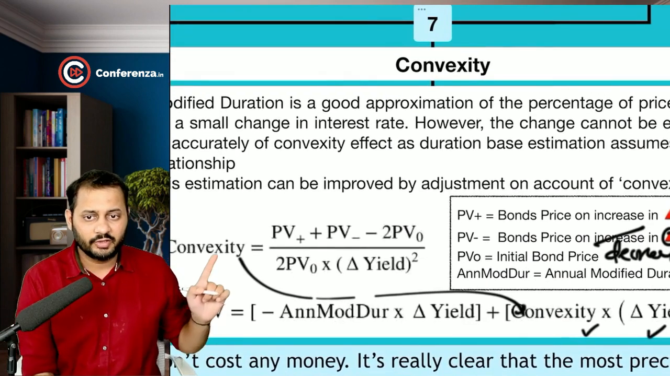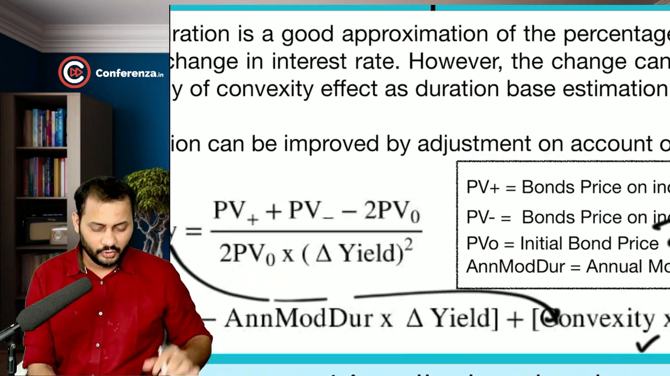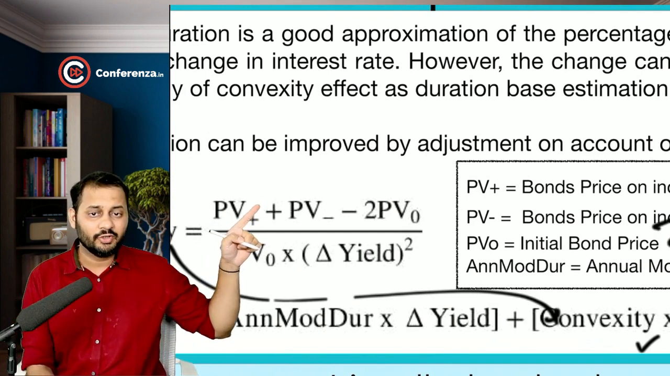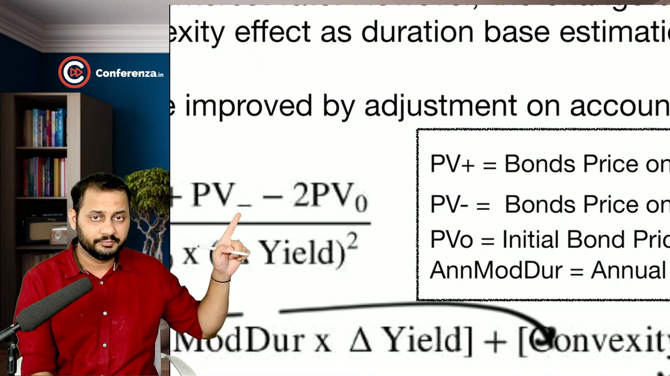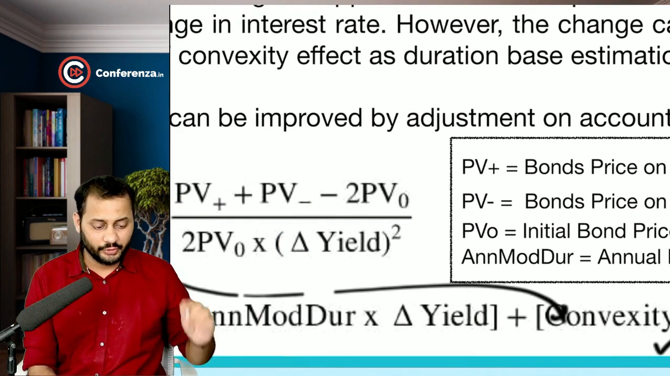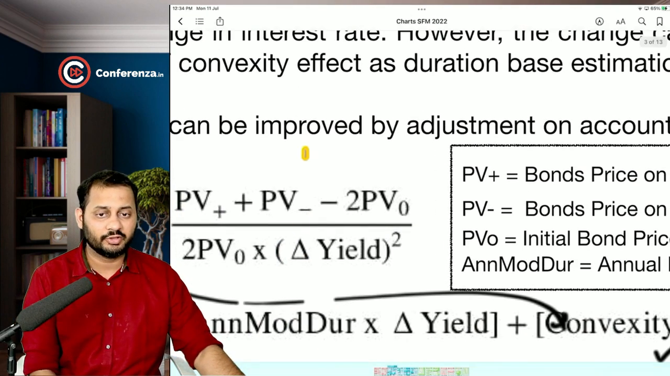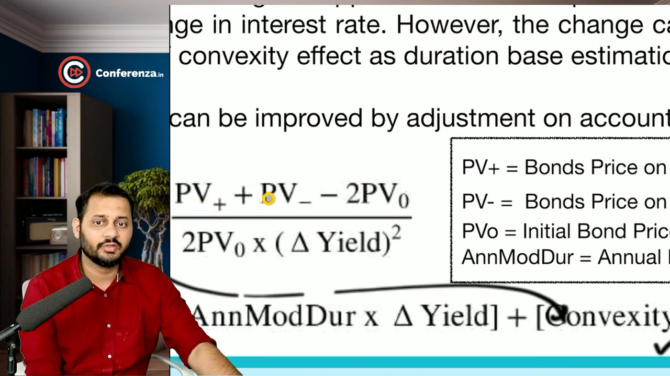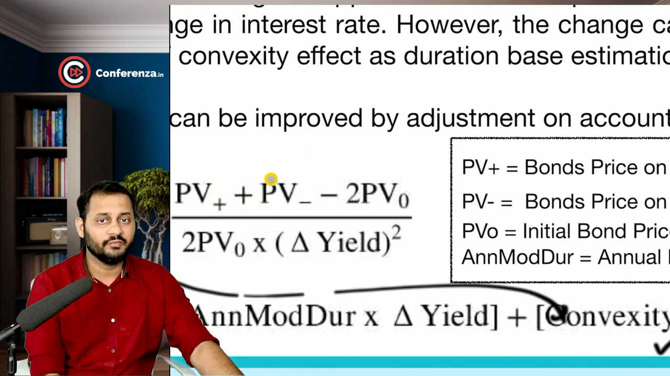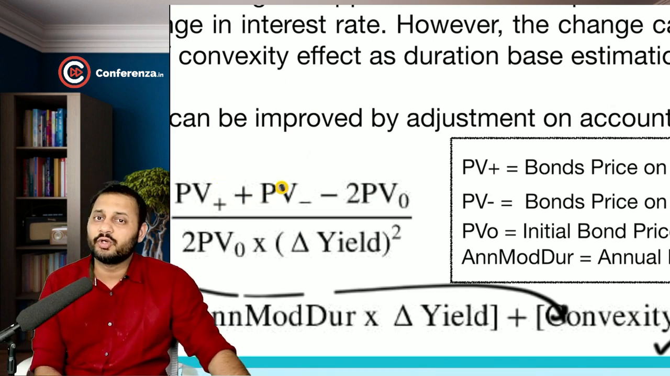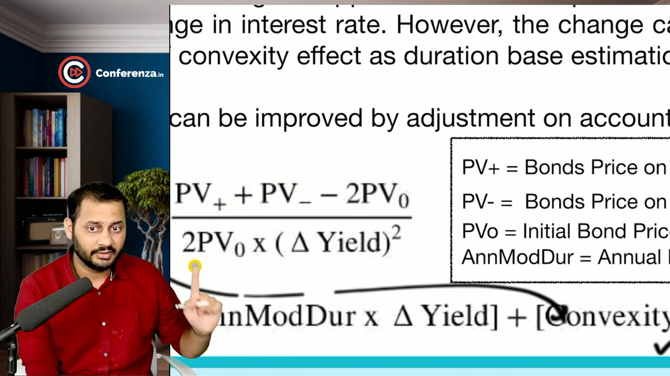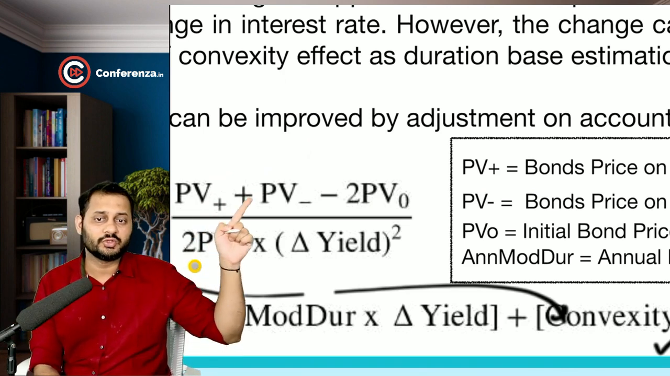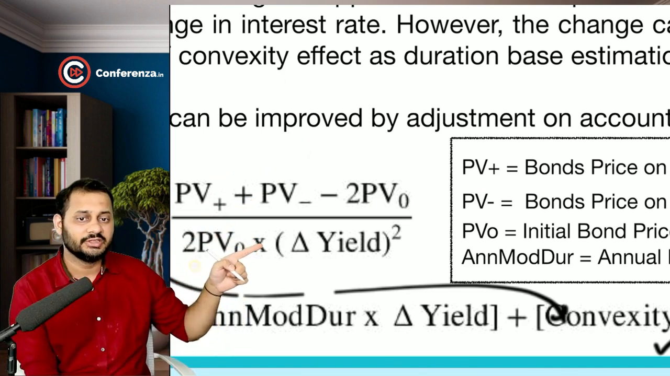So do you remember this? Convexity is nothing but the present value of the bond when you increase the YTM plus present value of the bond when you decrease the YTM minus 2 into PV0. So do you understand the logic of this minus 2 into PV0? Out of these two PV0, one was attached with this one and the other one was attached with this one. Again, both of these equations were divided by 2 because we wanted to find out the average, and that's the 2 here. This is the average. And then this PV0 was in the denominator of this one also and this one also. And then into change in yield square.